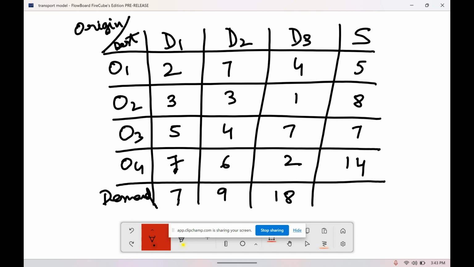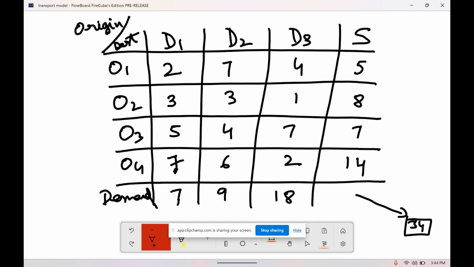Now if we have to see whether it is balanced or not, we have to add these supply 5, 8, 7, 14 and demand 7, 9, 18. When you total it, you will see that the total is 34. So this will be a balanced model. Because both supply and demand are equating to 34, it is a balanced model. Now, students, we have to reduce the cost. We have to decide how much we have to transport from origin 1 to destination 1.